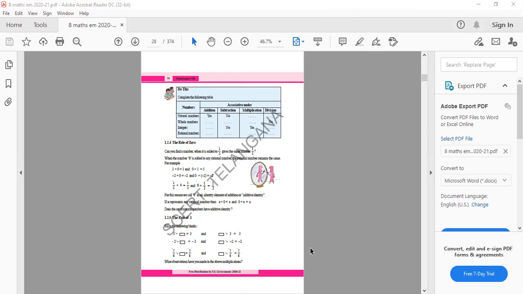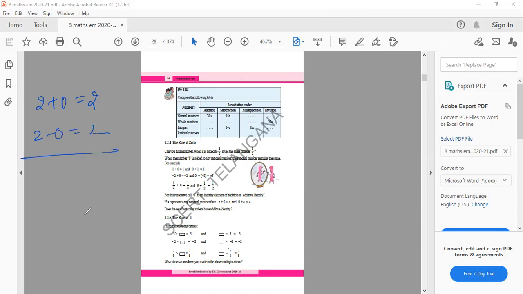Let us, I'll try to write. It is something you need to add to the zero. 2 plus 0, how much? 2 only. The addition case, it doesn't make any difference. Okay. Then subtraction case, it doesn't make any difference. This is the role of the zero.